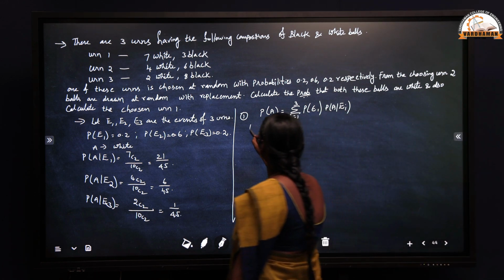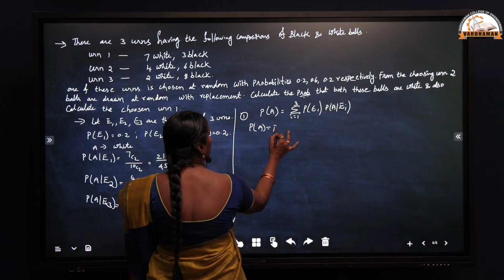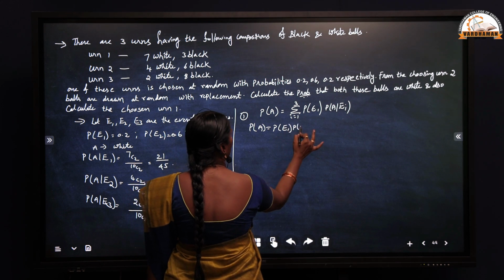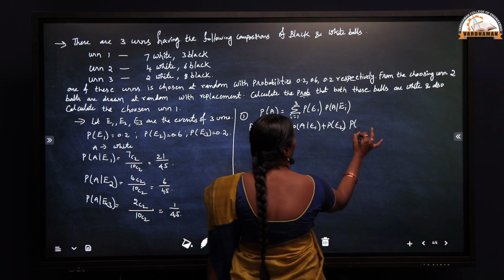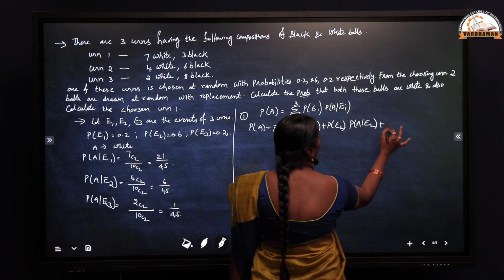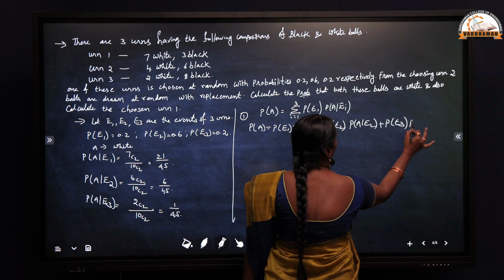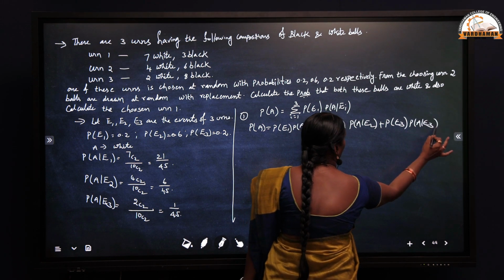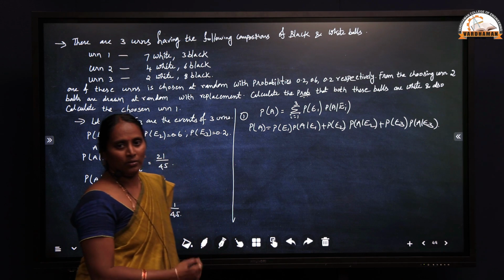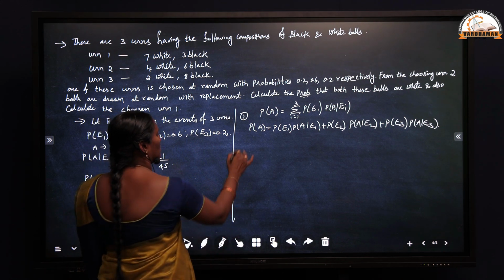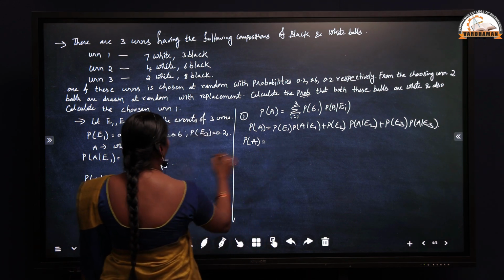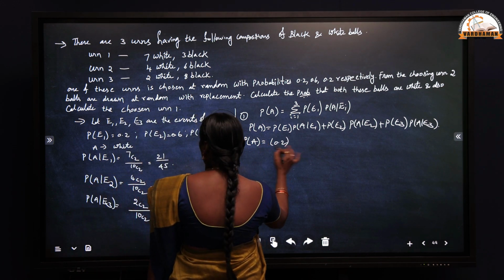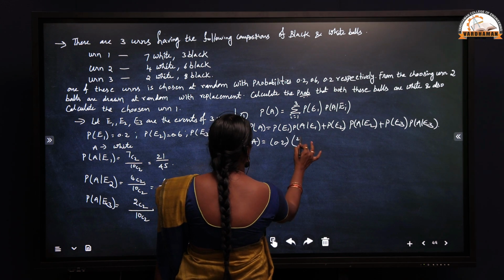So now let us see what we have. P of A is equal to P of E1 into P of A given E1 plus P of E2 into P of A given E2 plus P of E3 into P of A given E3. We already know all these values, so just substitute the values and simplify. What is P of E1 here? 0.2, and A given E1 is 21 by 45.